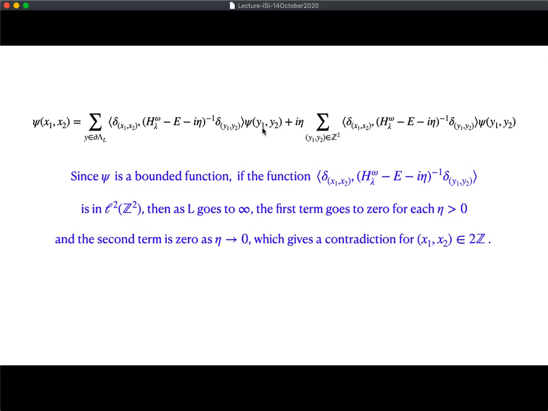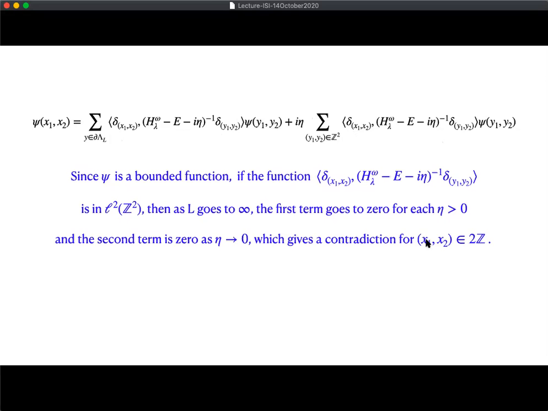So for every eta positive, as L goes to infinity, this term goes to 0. There is actually a dependence on L here. You have to take a projection onto L. That converges to the identity, so this is only 1. And on the right-hand side, this goes to 0, and then you have a term with eta times the L1 norm of this. When you let eta go to 0, that term also vanishes. So the right-hand side vanishes as eta goes to 0 and L goes to infinity, whereas the left-hand side is 1 for certain points x1 and x2.